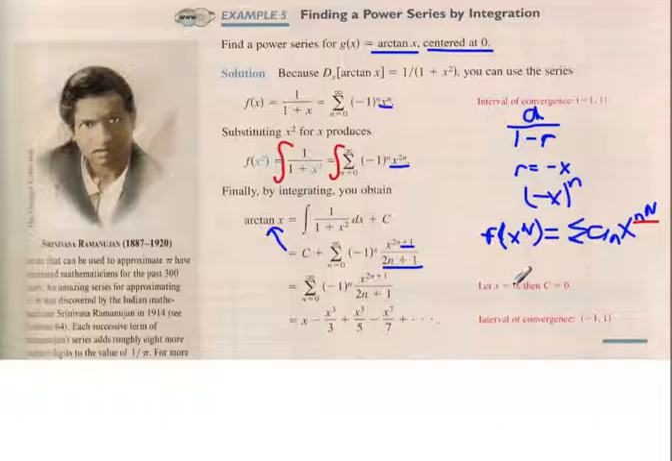It says let x equal 0, then c equals 0. So basically, that constant goes away. It's not necessary. And there you go. There's the power series that represents arctangent of x.